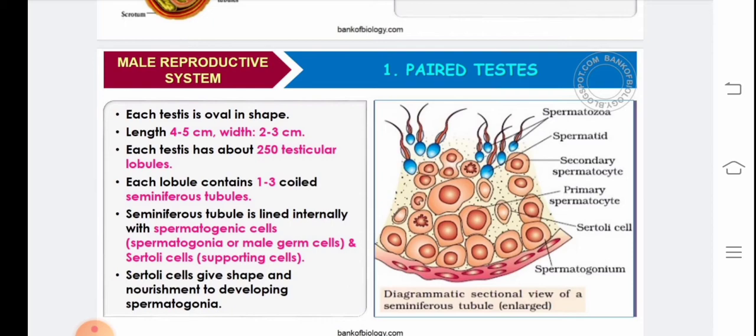So male germ cell will be diploid in nature. It undergoes meiosis and it produces haploid sperms. And another cell here is Sertoli cells, which also forms in the inner lining of the seminiferous tubules, which provides nourishment to the male germ cell.